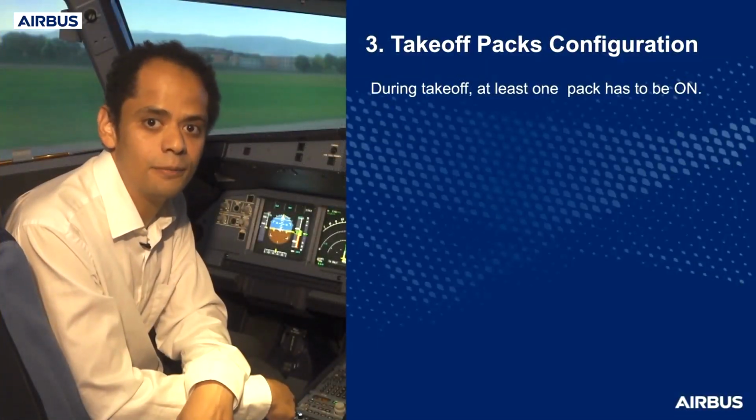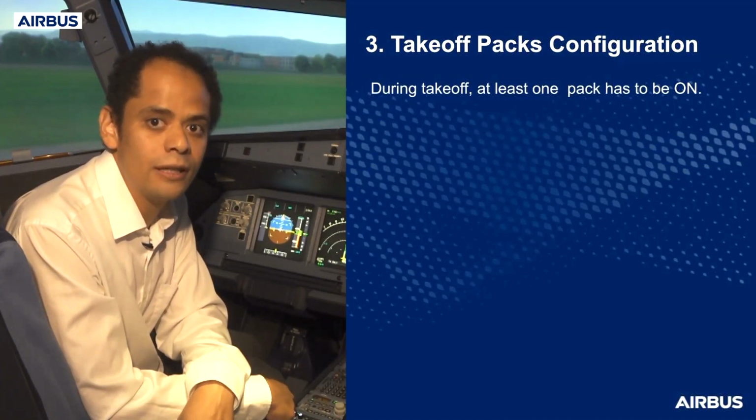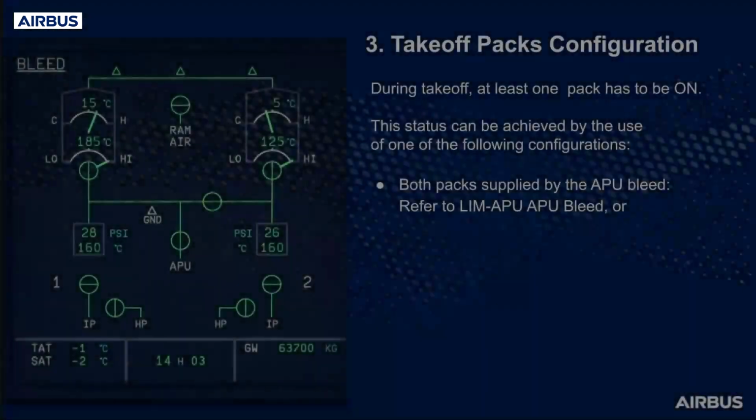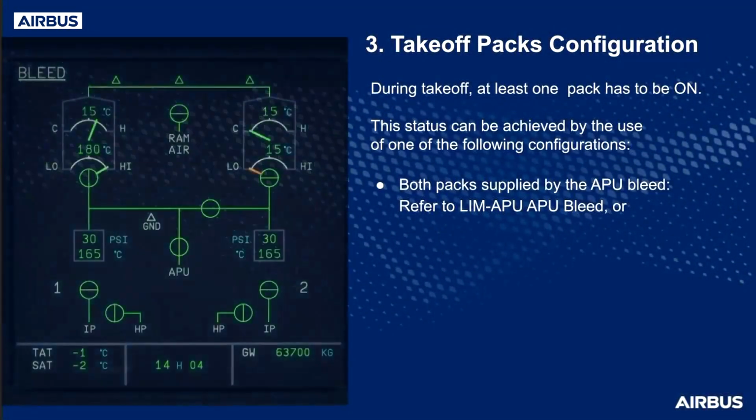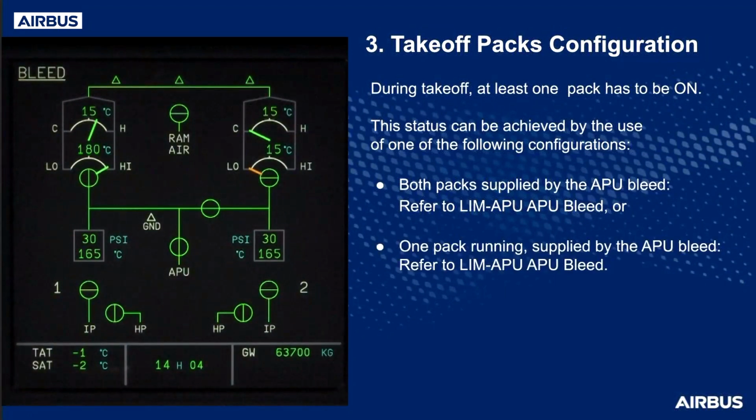At high-altitude airports, the takeoff cannot be performed with packs off, due to the risk of triggering the CAB PRESS EXCESS CAB ALT master warning. If the flight crew wishes to improve the takeoff performance, it is possible to perform the takeoff with one of the following configurations. Both packs running, supplied by the APU bleed, or one pack running, supplied by the APU bleed.